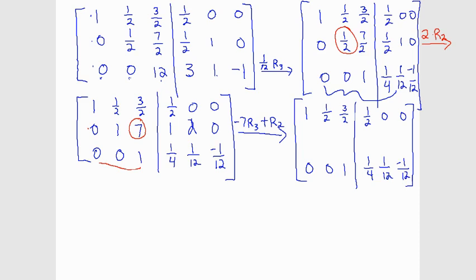Okay, so 1 times negative 7 is negative 7 plus 7 is 0. Oh, and while we're at it, 0 times or plus 0 is 0. 0 plus 1 is 1. So there we go. We got 2 rows set.